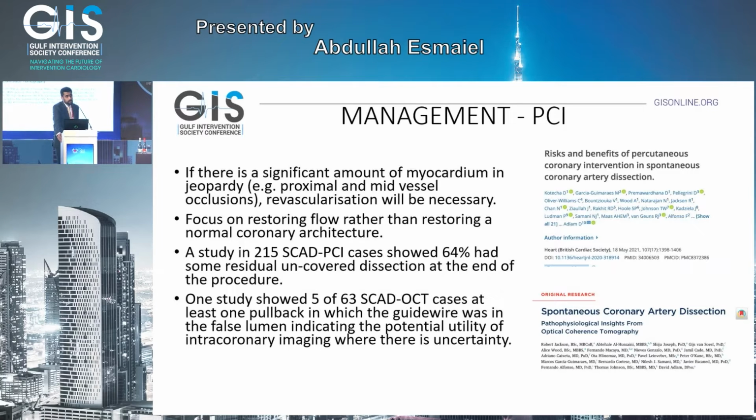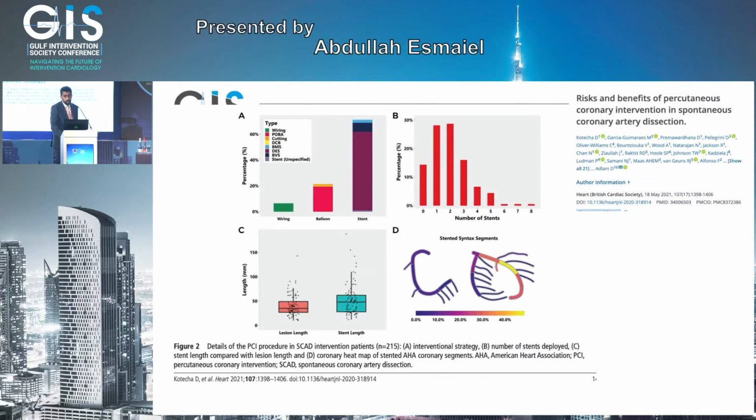I don't think that applies in SCAD patients, because the pathophysiology is that you have a hematoma in the false lumen. So maybe you're aspirating the false lumen and then you will end up there. If you don't image it, it's a problem. In a study of 63 OCT SCAD cases, in 5 cases, at least one run was in the false lumen. So if you want to do PCI, you have to do it with imaging.